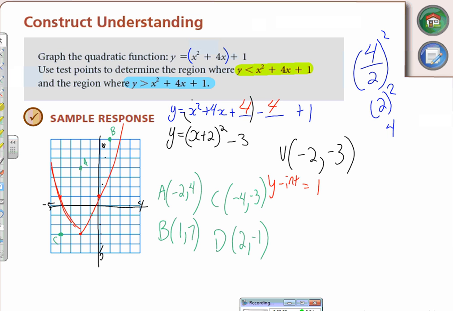Okay, so we've got our 4 points: a quadrant 2 point that we're going to use as A, a quadrant 1 point as B, a quadrant 3 point as C, and a quadrant 4 point as D. And then plug them into the two originals here. See which one's true. If it satisfies the yellow one here that I have, I'm going to be shading that area in yellow. If it satisfies the blue, I'm going to be shading that blue area in.